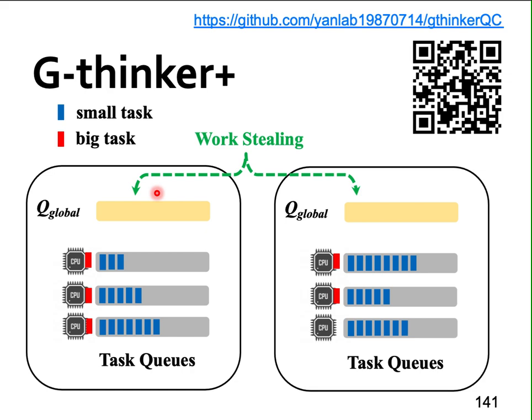Since the main performance bottleneck is caused by big tasks, they will be processed with priority by the local learning threads. Also, task stealing is conducted only on big tasks to balance them among machines.